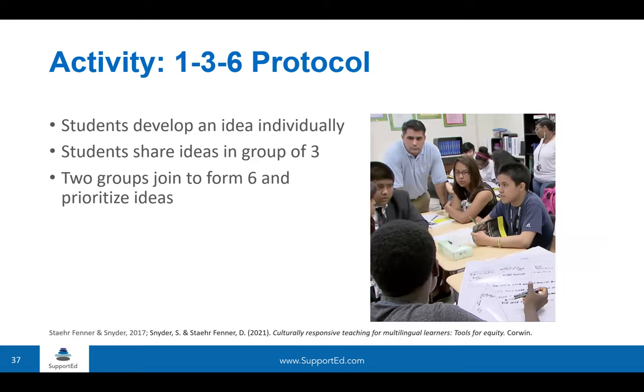I was sharing this activity last week at the Southeast TESOL conference, and participants walked through it and said, I would do it the opposite way. I would do 6-3-1 because our students are more collectivist. Maybe they'd like to start as a large group and then refine their ideas by removing people to end up at the individual idea. So I thought it was an interesting take on that as well, and I thought I would pass that along.